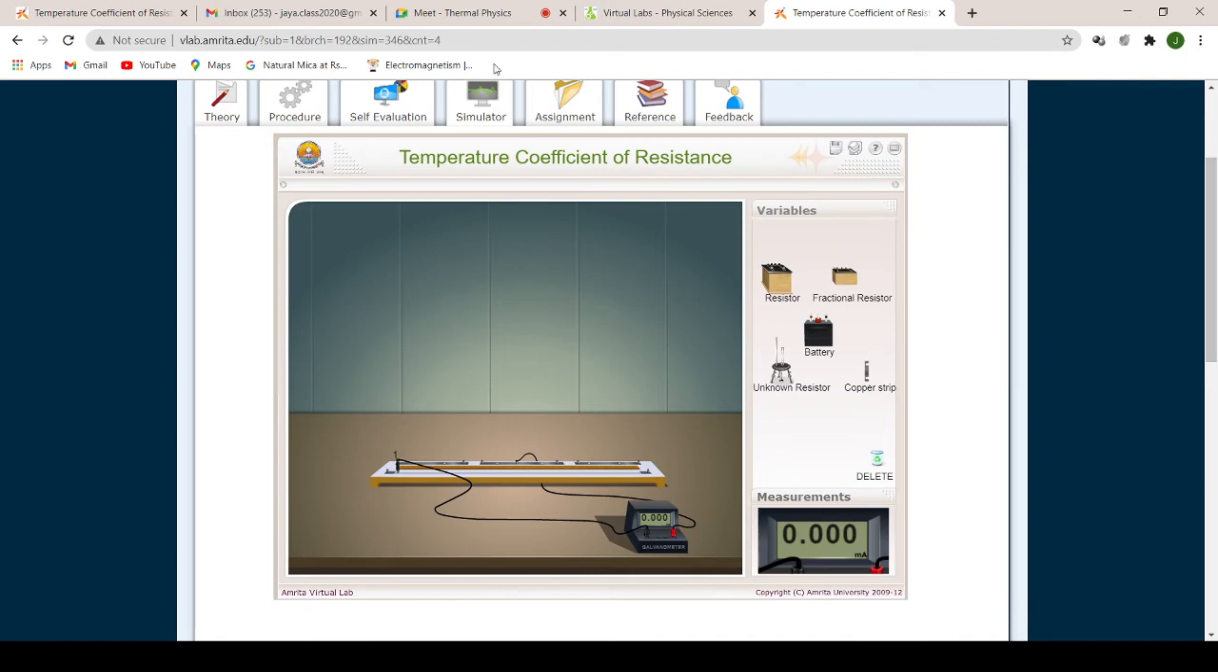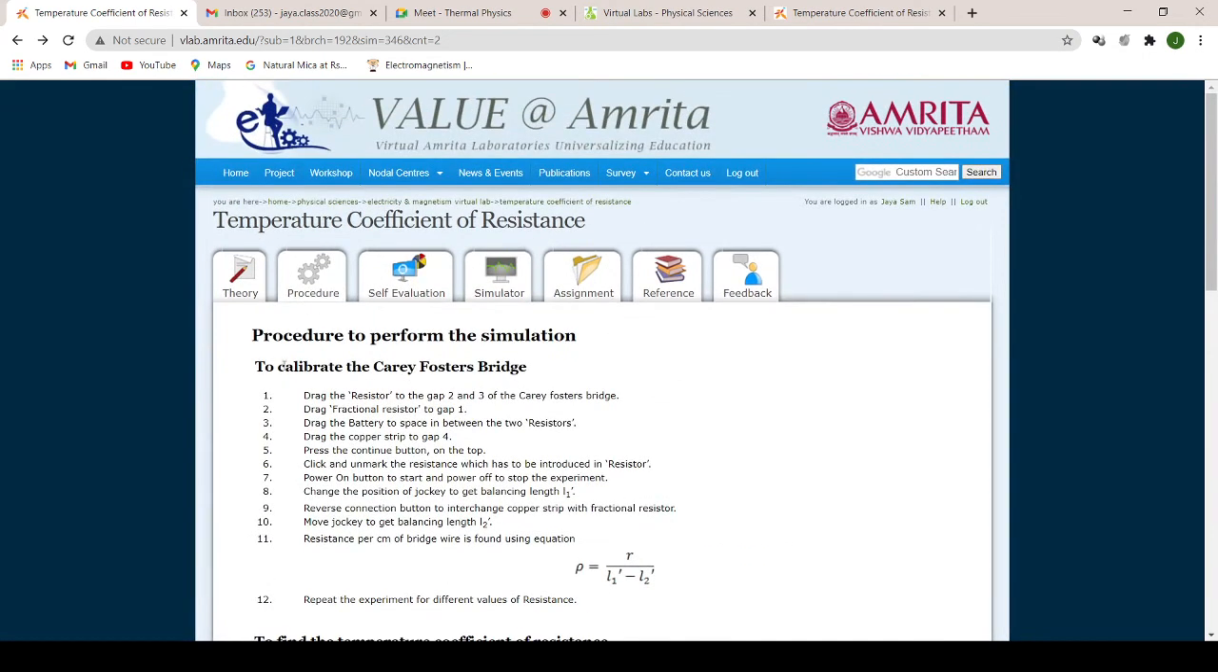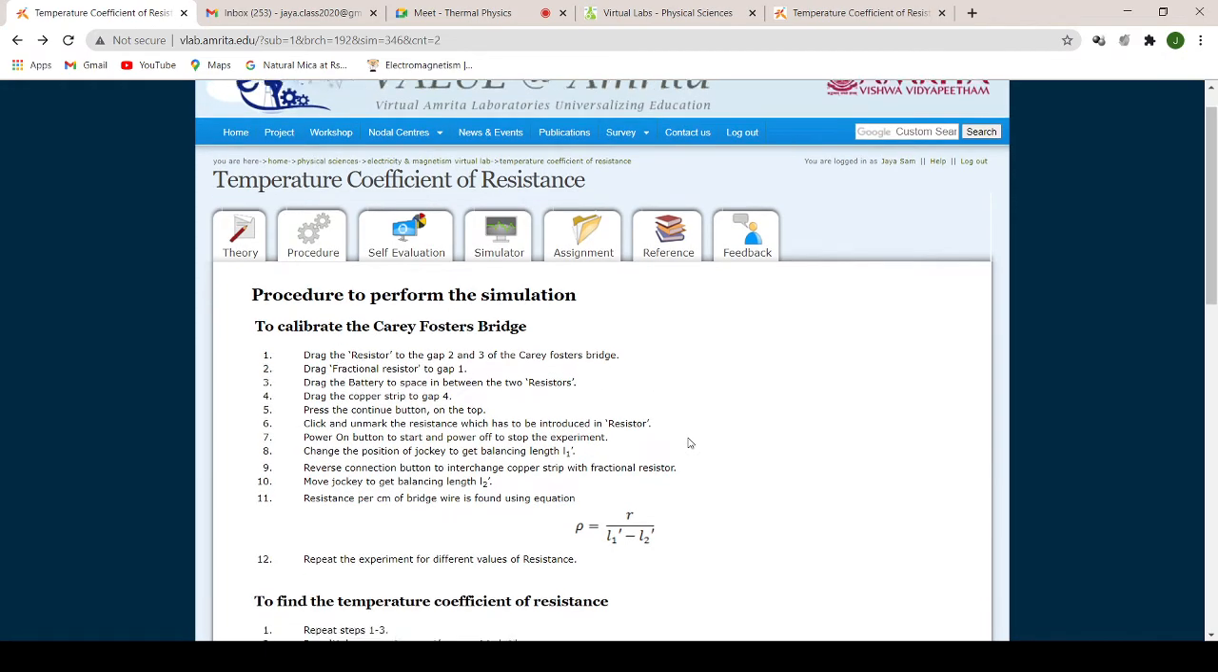Okay. Now, let us see the procedure. So, the first 3 steps of the procedure are going to be the same. What are the first 3 steps? Connecting the resistors and connecting the fractional resistors. Okay, let us see that procedure in this. Resistors have to be connected in gap 2 and gap 3 and the fractional resistor in gap 1, and the battery has to be in between the 2 resistors. So, let us do that first.